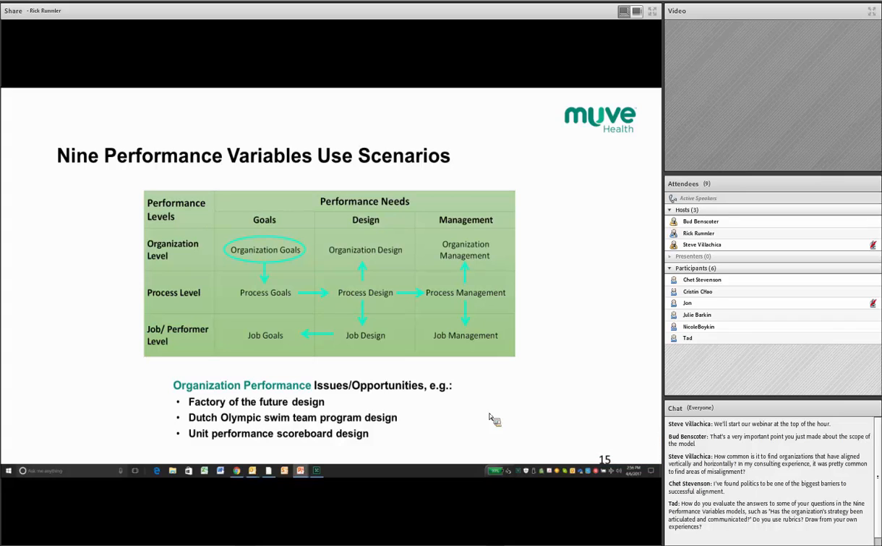How do you evaluate the answers to some of your questions in the 9 performance variables model, such as has the organization's strategy been articulated and communicated? Do you use rubrics or just draw on your own experience? How do you use those questions?